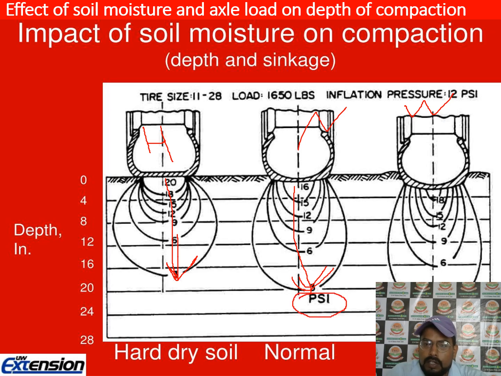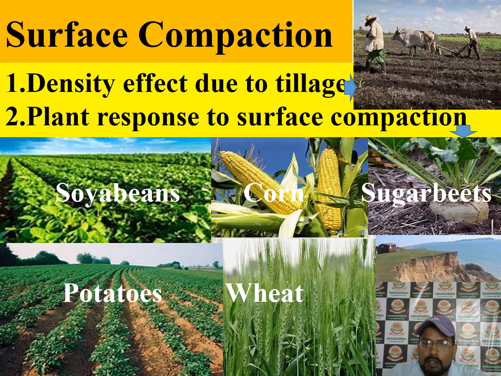PSI is the unit of pressure. Next is wet soil. In wet soil, a heavy load or use of big machinery creates more compactness in that specific type of soil. So these are the factors for comparing the different characteristics of soils and the different ways compactness increases in the soil.